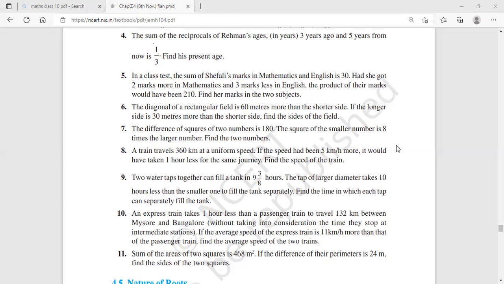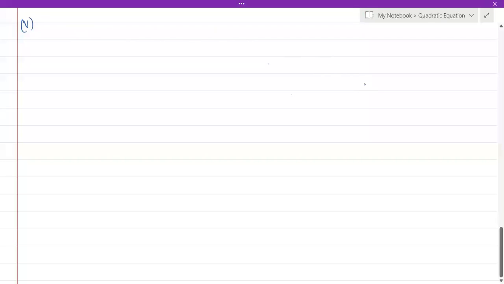Now, there are two taps. Let me pictorially represent this side. There is a smaller tap and there is a larger tap. Let's say the smaller tap is taking x hours to fill the tank. The larger tap will take 10 hours less. It is given in the question. So it will become x minus 10.